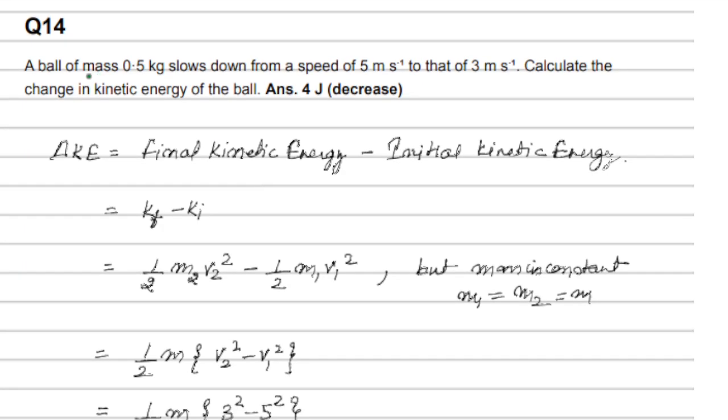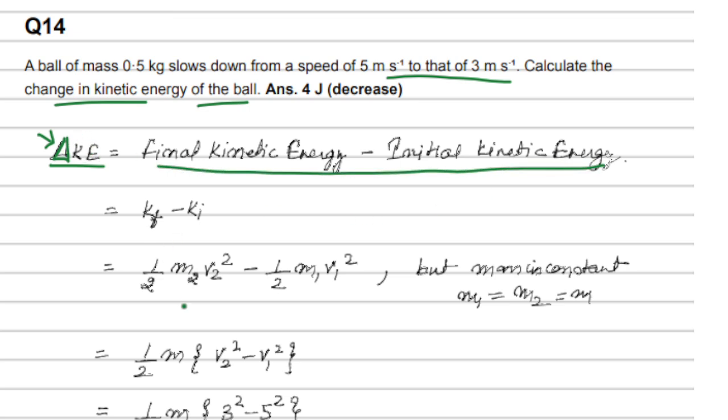Let's go to the next question. A ball of mass half a kg slows down from a speed of 5 meter per second to 3 meter per second. Calculate the change in kinetic energy of the ball. We can denote change in kinetic energy by delta KE. Delta means final minus initial. So whatever it is in front, the delta shows that it is a change: final kinetic energy minus initial kinetic energy. So we'll just calculate that.